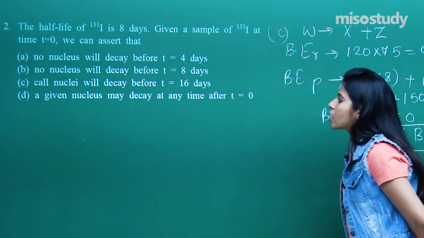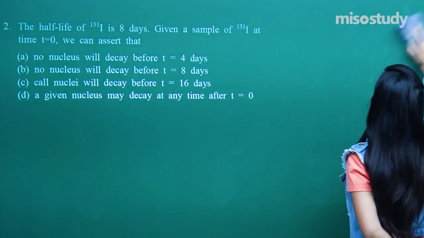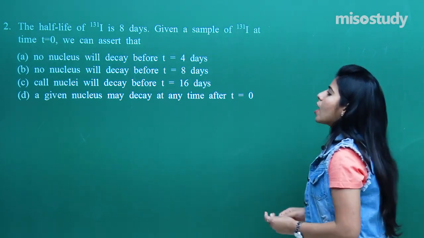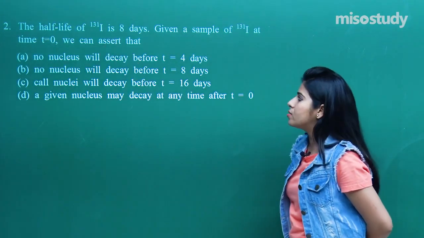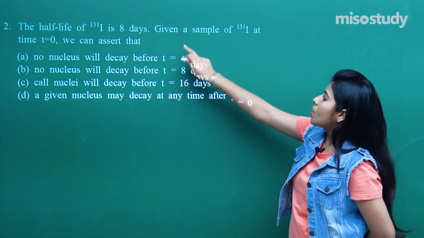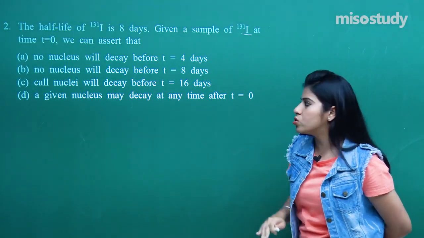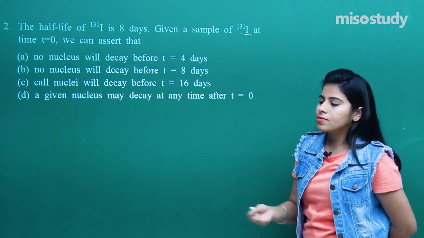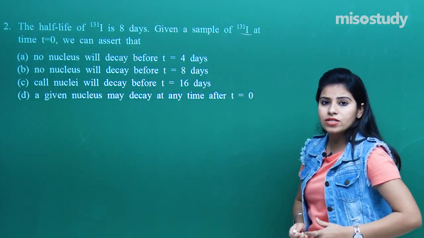Okay, so question number 2 is from the topic half-life. I can read it out for you. The half-life of iodine I131, which is the mass number, is 8 days. Given a sample of this at time t equals 0, what can we assert? From these 4 options, we have to tell which one is correct.